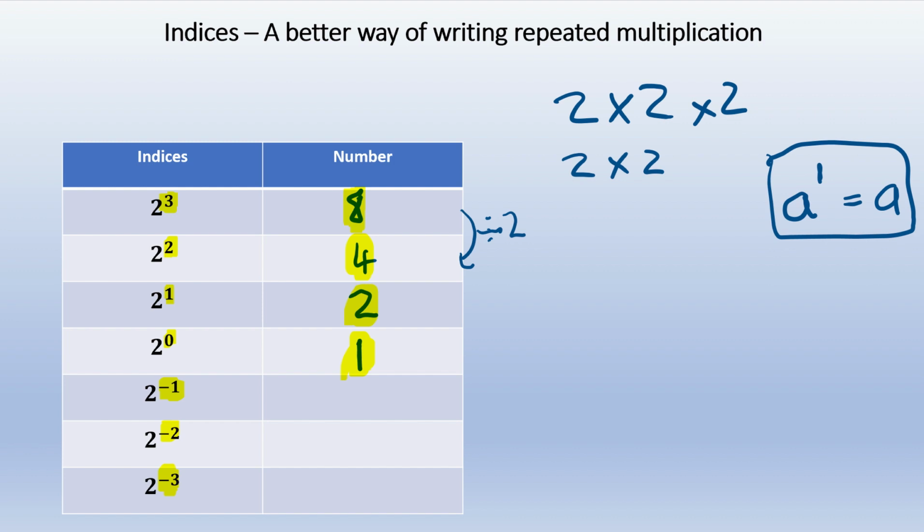How would I get from 4 to 2? Well, I'm going to divide by 2 again. And this pattern continues all the way down. If our indices go down in steps, like 3, 2, 1, 0, minus 1, minus 2, minus 3, I'm going to be dividing by 2 each and every time. So what we're going to end up with now, which brings us on to our negative indices, 2 to the power of minus 1, 2 to the power of minus 2, 2 to the power of minus 3, which some people get tripped up on as well.